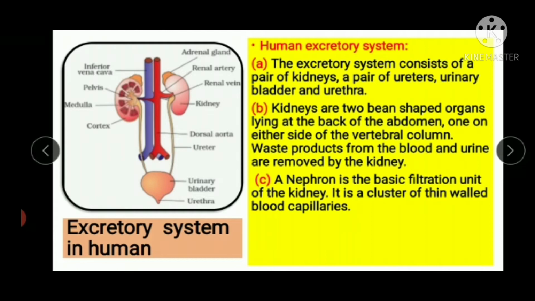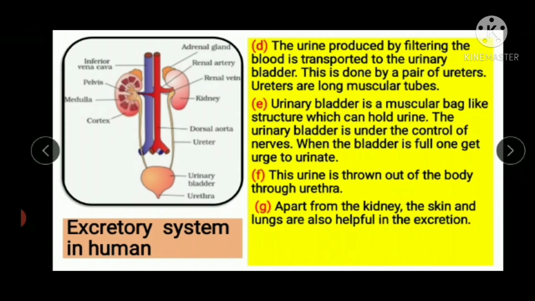So where exactly are the kidneys present? Here you can see these are the two kidneys. Kidneys are two bean-shaped organs lying at the back of the abdomen, one on either side of the vertebral column. Waste products from the blood and urine are removed by the kidney. A nephron is the basic filtration unit of the kidney, and it is a cluster of thin-walled blood capillaries.